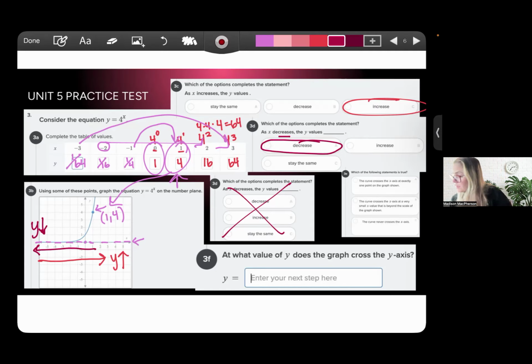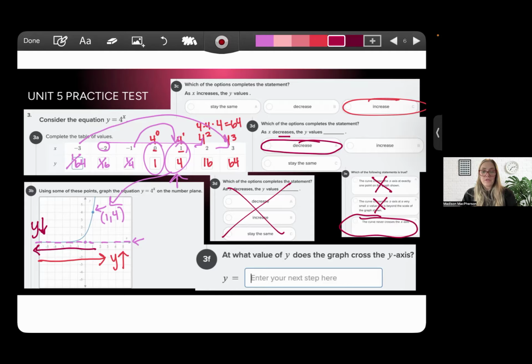3E says, which of the following statements is true? The curve crosses the x-axis at exactly 1 point. That is not true. The curve is never going to cross the x-axis. The curve crosses the x-axis again. The curve does not cross the x-axis. Here we go. The curve never crosses the x-axis. That is the true statement.